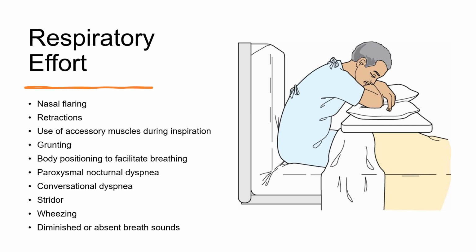Okay, use of accessory muscles. Again, it's easier to show this on a video, but we have these accessory muscles that help with breathing, but they're not the primary muscles. During respiratory distress, you can actually see those accessory muscles being used, and we can document it that way too.